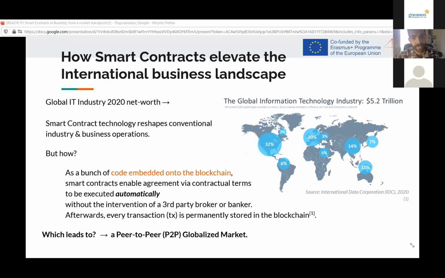executed automatically without the intervention of a third party, broker or banker. Afterwards, every transaction is permanently stored onto the blockchain. This can lead to where? It can lead to a peer-to-peer globalized market. Individuals in a network can create dynamic and at the same time secure interactions, in our case transactions, in order to optimize the current status of business.